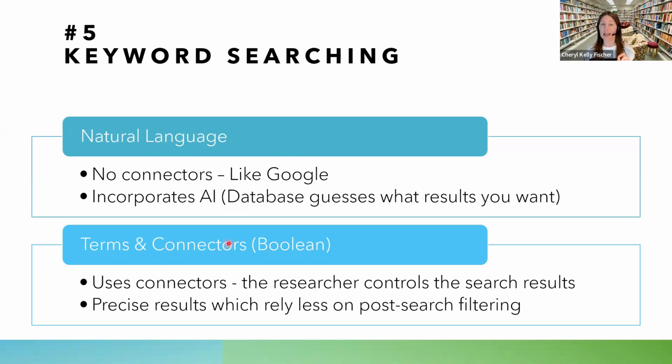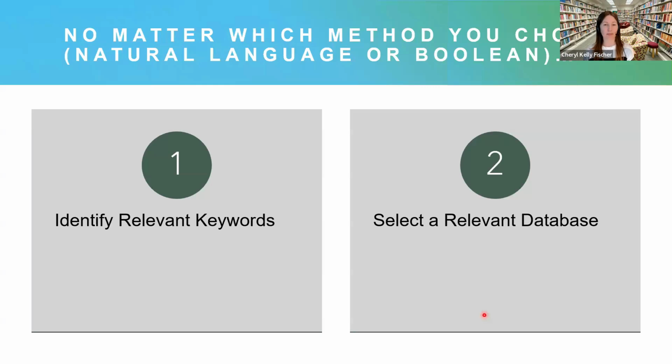But in a terms and connectors or Boolean search, you control exactly what the computer is going to give back to you, and you have got to get it right. If you don't get the connectors in your terms exactly right, the computer is not going to give you back anything useful. So you get precise results, which rely on less post-search filtering, but there can be a cost if you don't get it right.